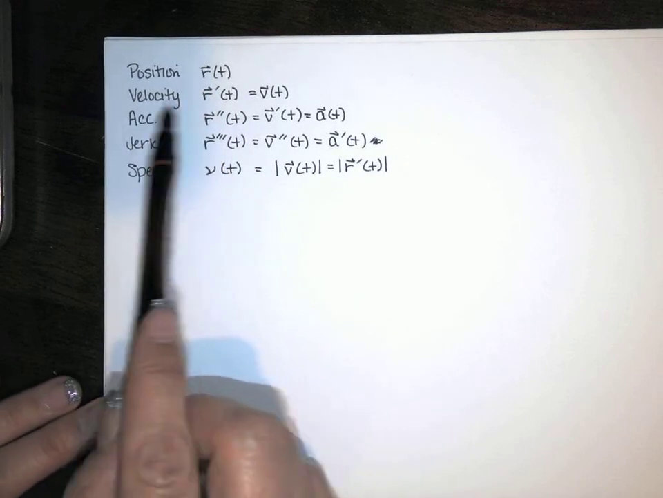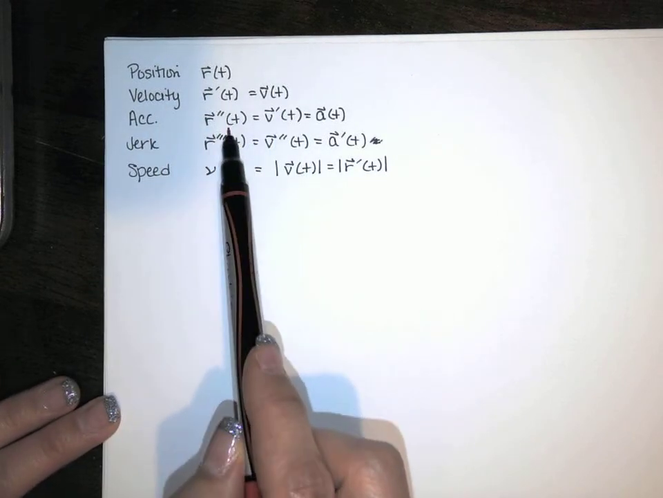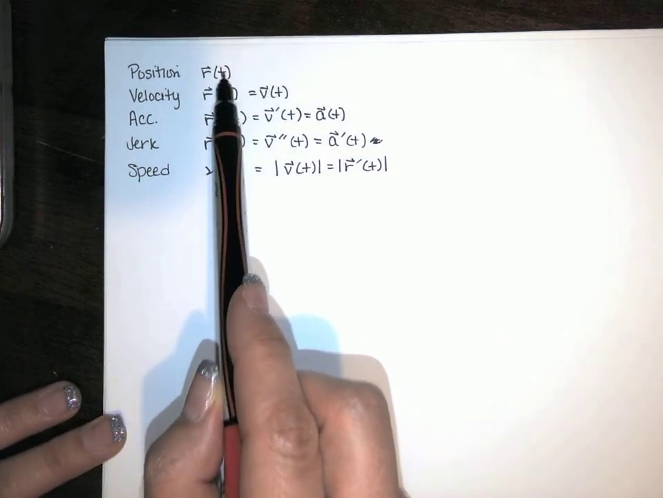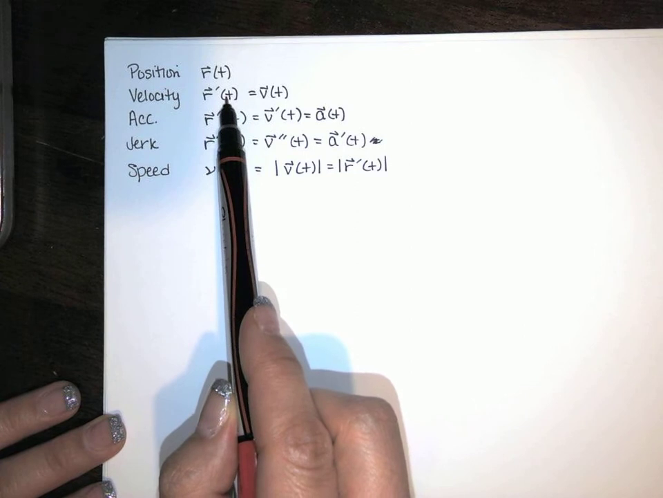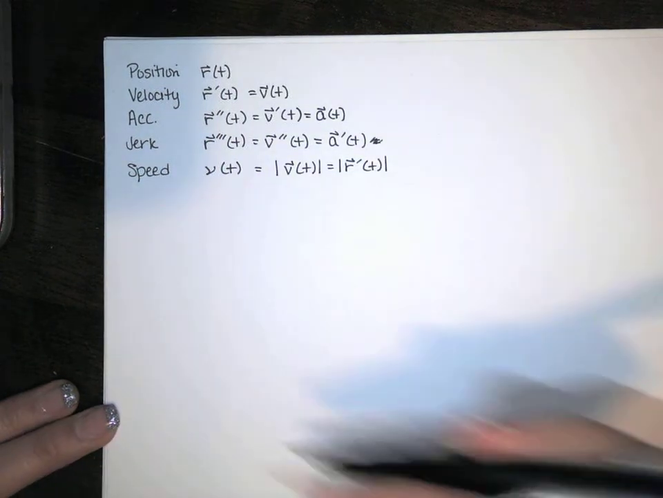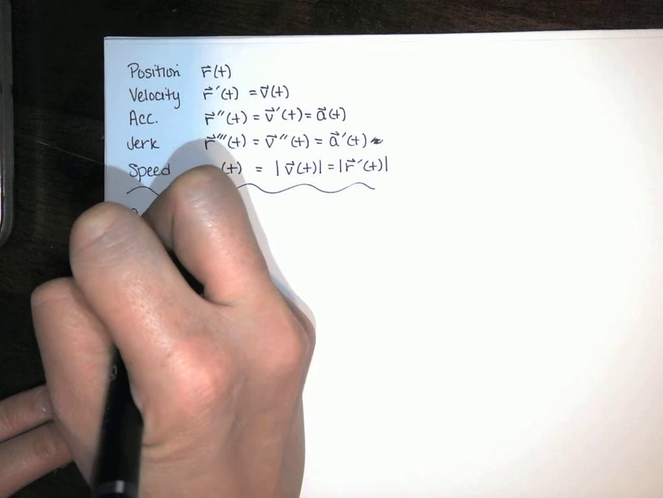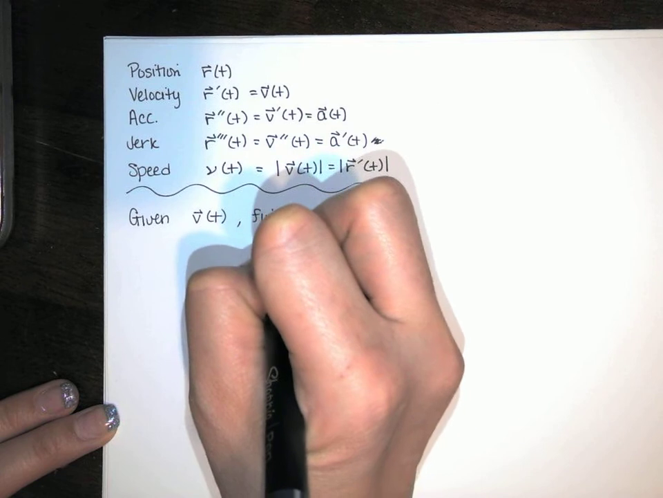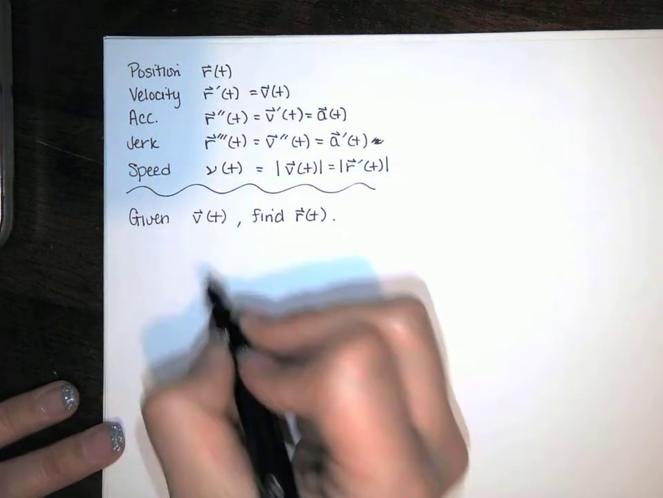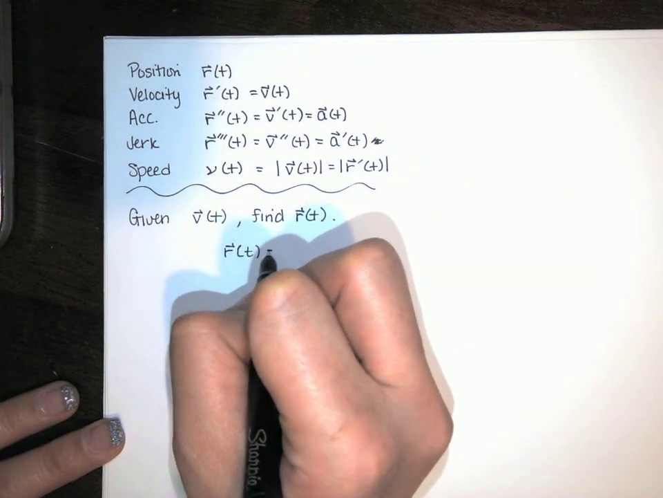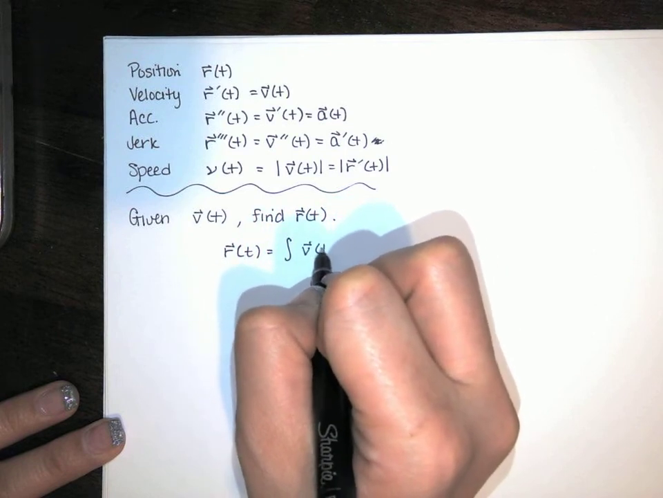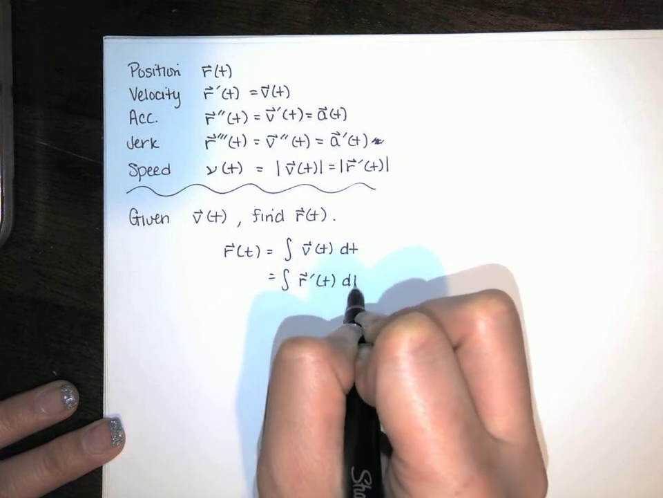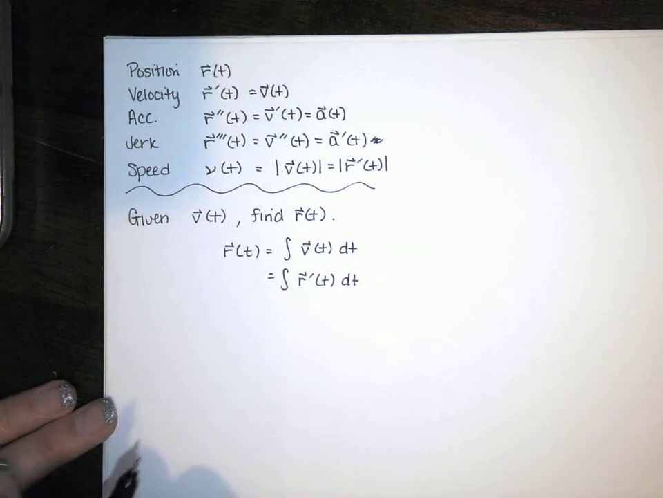But if I gave you velocity and asked for acceleration, you take the derivative. Any ideas on how I would get from velocity back to position? If I'm trying to get rid of the derivative, I take the antiderivative. So let's write this down. If you're given velocity, you can find position by taking the antiderivative. So position is the antiderivative of velocity, or it's even more obvious if you see it as the antiderivative of the derivative. The antiderivative of the derivative is the original function.